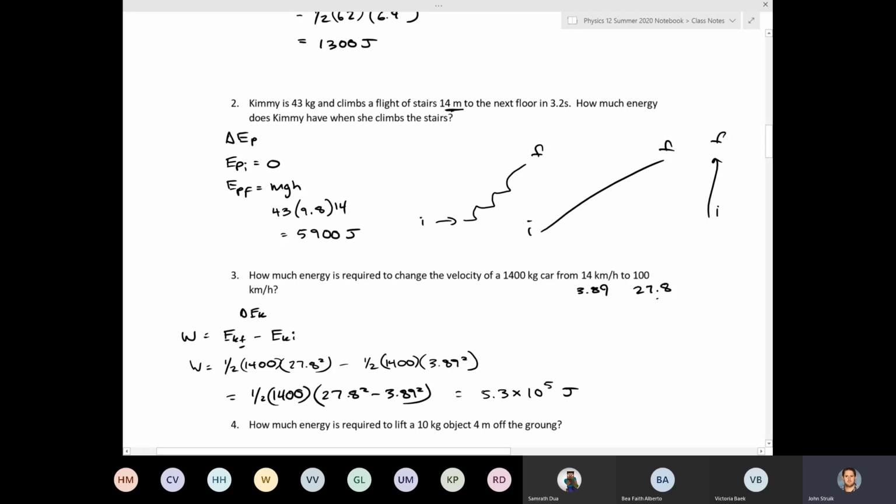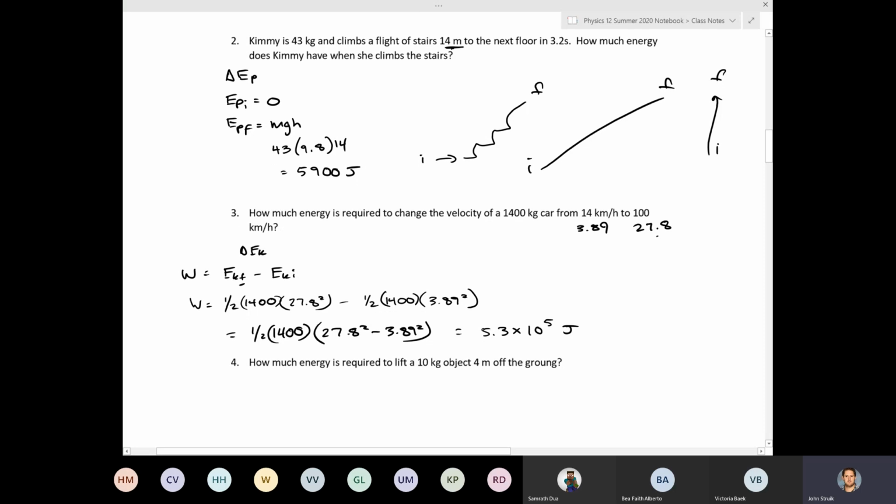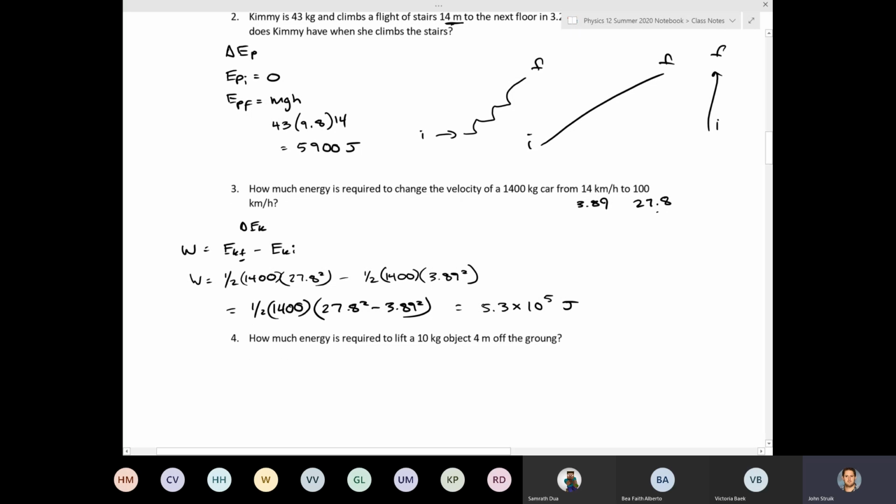Your answer comes out as positive, and it makes sense that it comes out as positive. Mathematically, when you set this up, it comes out as positive, but if you think about it, you need an input of energy, so it should match that. If it was the other way around, if it was 100 to 14, then it would be 3.89 minus 27.8, and that would be a smaller number. It would come out as negative. So the math should work out that your answer comes out as negative or positive if it's an input or a loss of energy. You can also think about it as a loss or a gain.